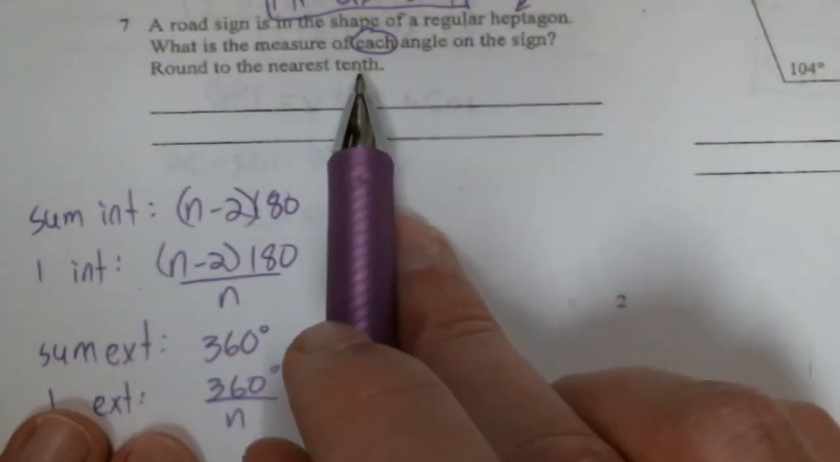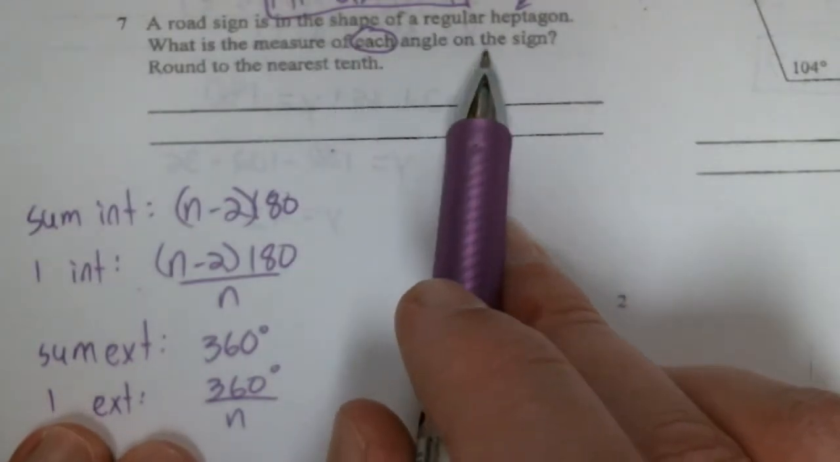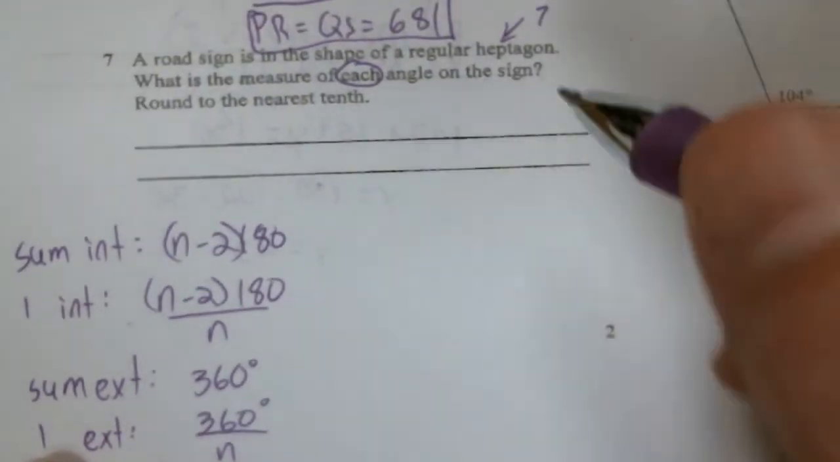So they want, what is the measure of each angle on the sign? Once again, this is interior.